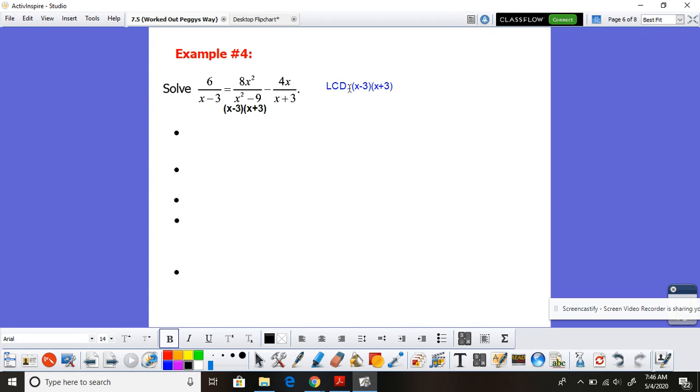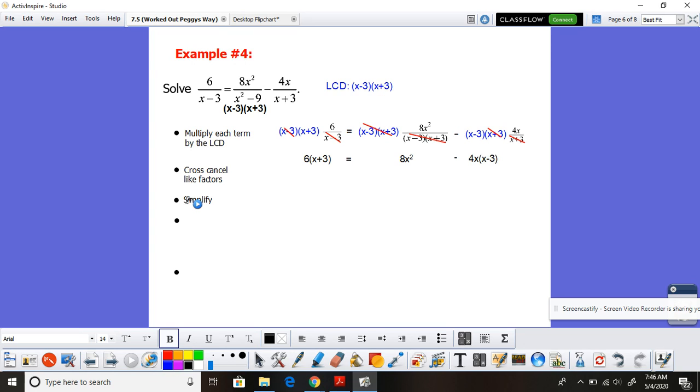So just like we did before, we're going to multiply each of these 3 by the LCD. Or if you want to do it the way I just showed you, you can do that as well. So when I do that, this is what I get. And then I can cross cancel like terms. So the x minus 3 cancel here, and x plus 3 and x plus 3. The reason we do that is because all of our denominators are now gone and we are not dealing with a fraction. When I'm done with that, I'm just going to simplify it, clean it up a little bit, and ask myself what's left over. So this is what I have left over.